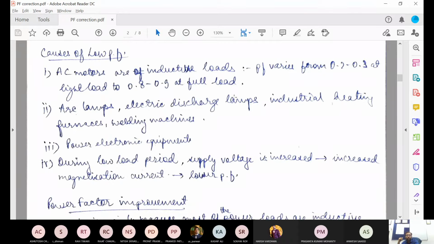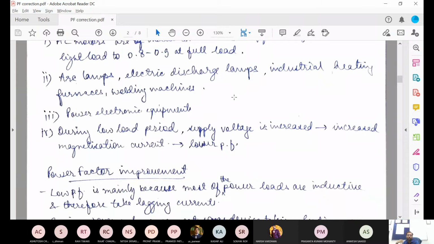So let's look at how we can improve power factor. We'll look at some conventional methods. There are some advanced methods also, as I said, about the FACTS devices and all. So right now we'll just keep our discussion to the simple methods. Conceptually we'll discuss, and devices can be many more also.